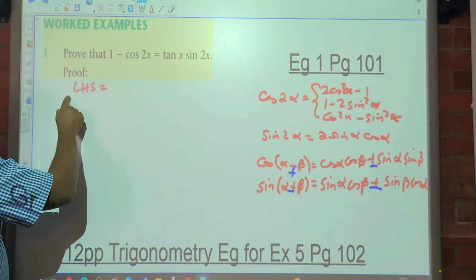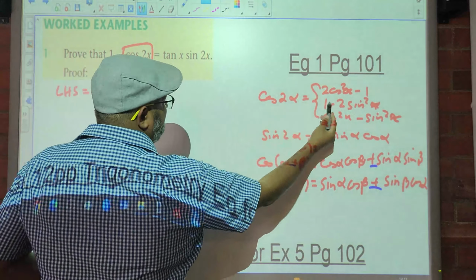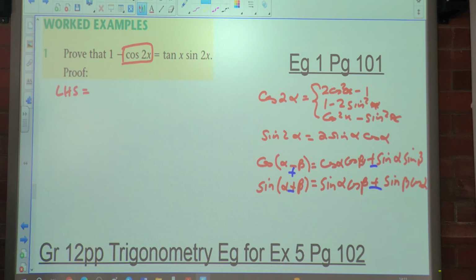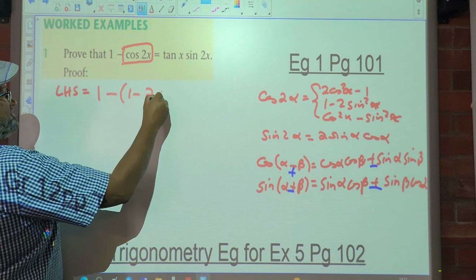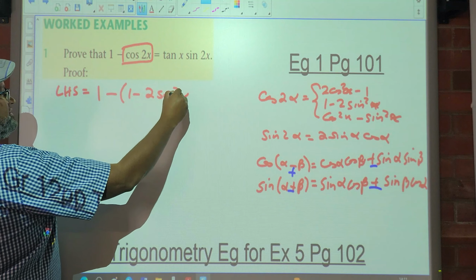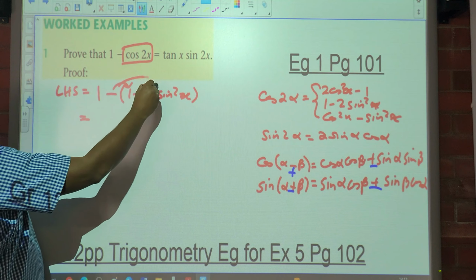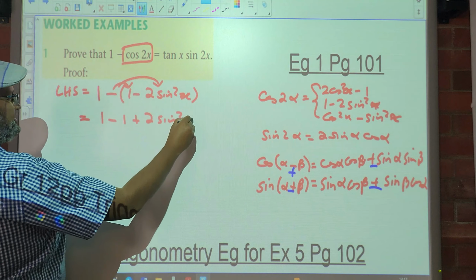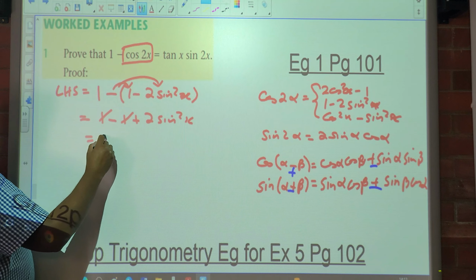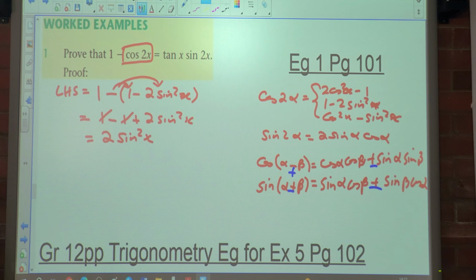So looking at the left hand side here, what can be done with cos 2x can be one of those three. So which one are we going to go with? 1 minus 2 sine squared x. So it's 1 minus (1 minus 2 sine squared x). Why are we going with that one? Because that one can cancel it. So let's multiply that in. What do we get? 1 minus 1 plus 2 sine squared x. That cancels. So your left hand side is actually equal to 2 sine squared x over sine 2x.